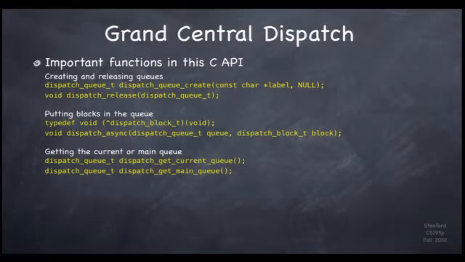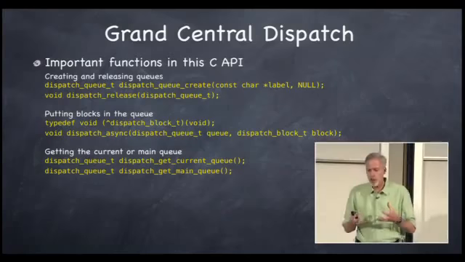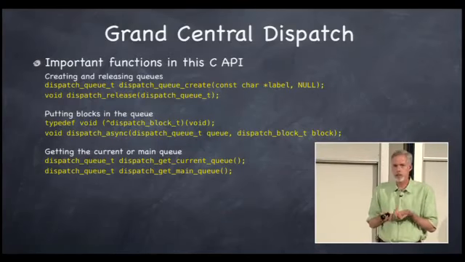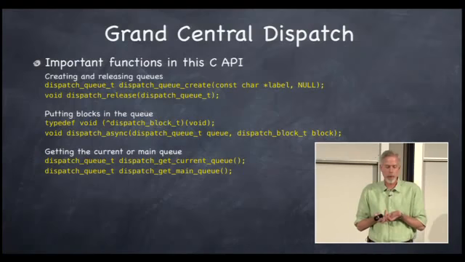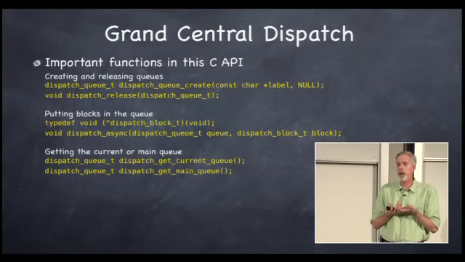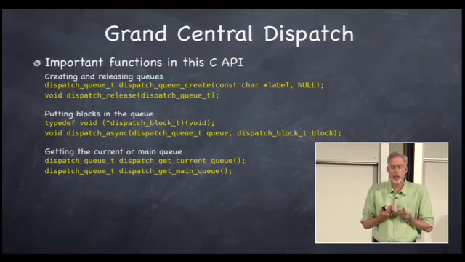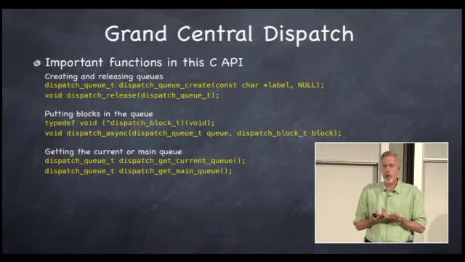One is the current queue. So that's the queue that this code is running on. The code that's calling this function, dispatch get current queue. What queue is it running in? Is it running in the main queue, or is it running in some other queue, whatever? So it returns that queue, and I'll show you in the demo why you might want to know that.